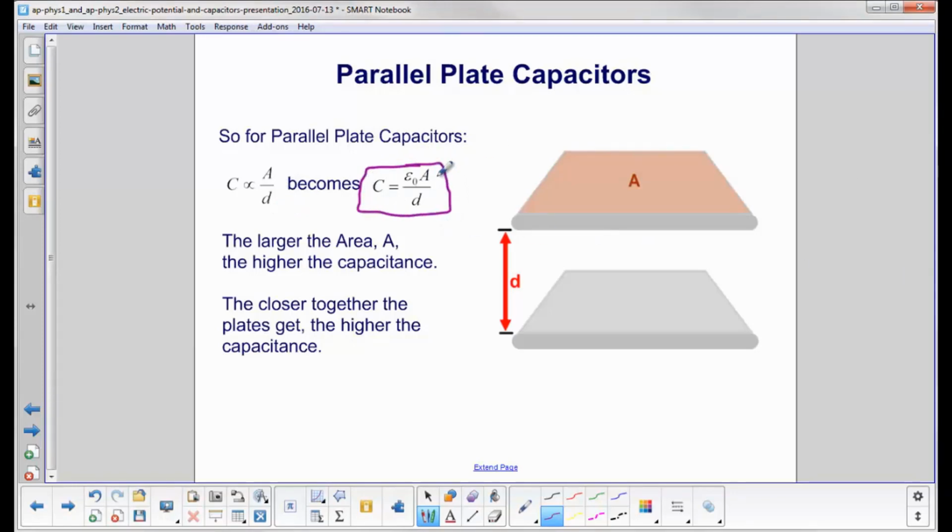And you can see from this, the greater the surface area, the greater the capacitance, and the closer the plates get together, the greater the capacitance, and epsilon 0 is a constant.